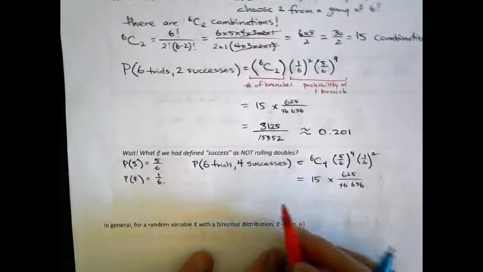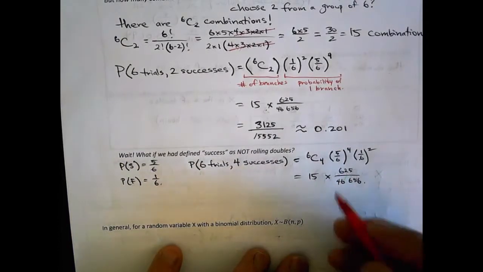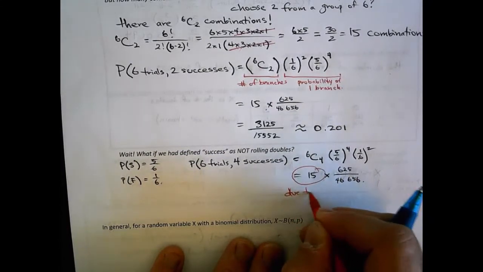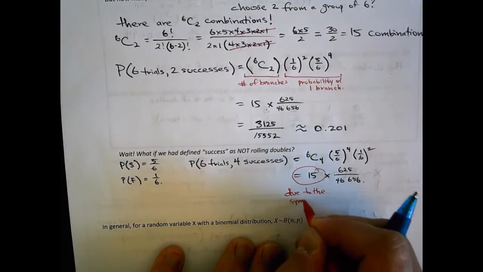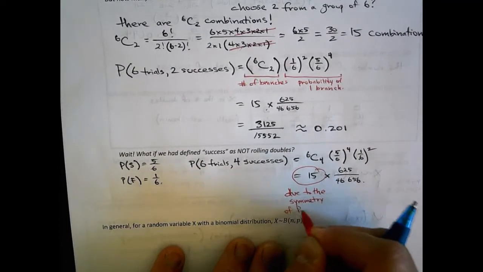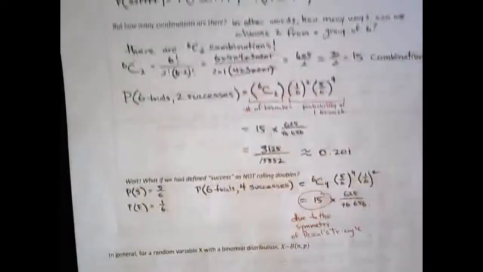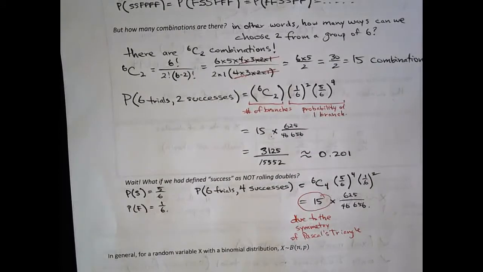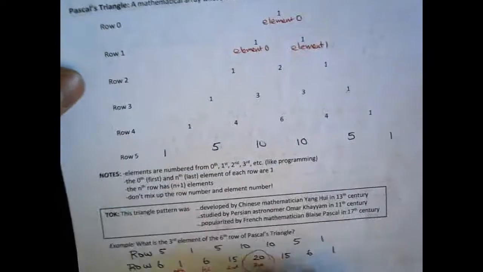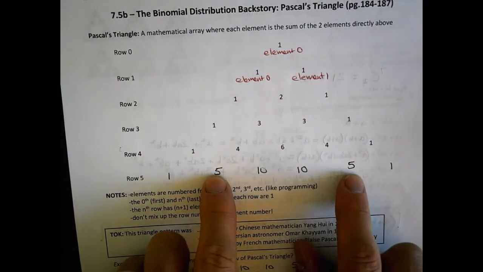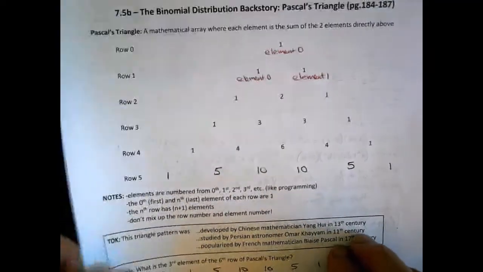So it works either way. It doesn't matter what you define as success. And this is due to the symmetry of Pascal's triangle. I can show you Pascal's triangle from a few weeks ago. There it is. But remember, there's that symmetry. So the probability of this combination and this combination are the same. And so that's why there's kind of this duality to it. We can use it in either direction.